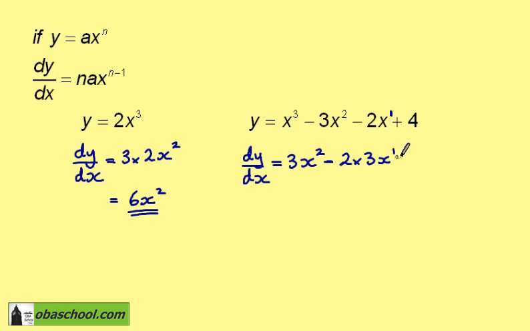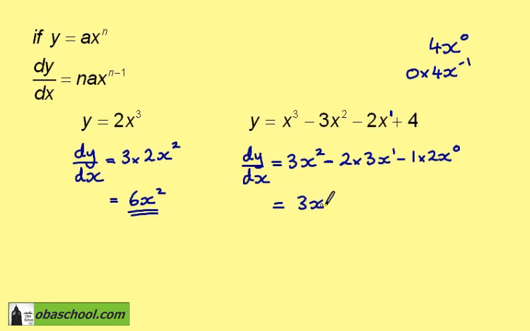For minus 2x, we should remember the power of x is 1. This drops down in front and multiplies 2x to the power 0, again reducing the power by 1. 4 is 4x to the 0, since we know that x to the power 0 is 1. The power drops down in front and multiplies 4x with the power reduced by 1. And of course 0 times anything is 0, so this disappears.